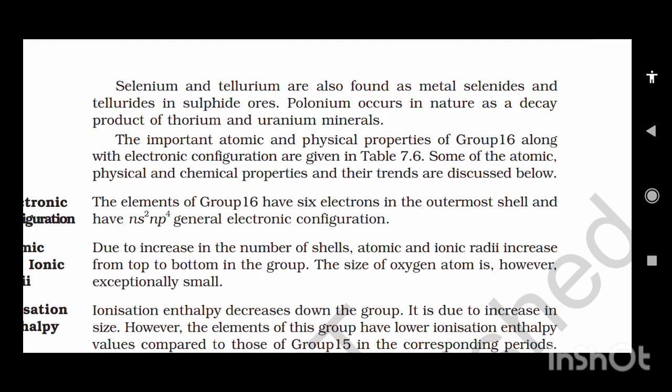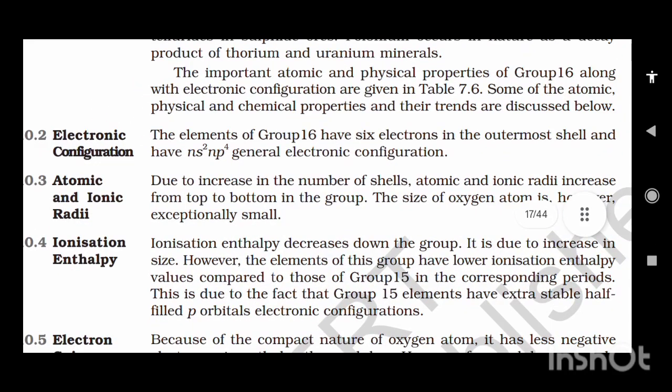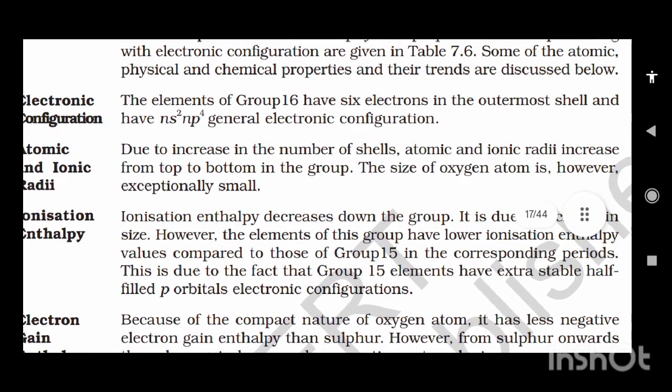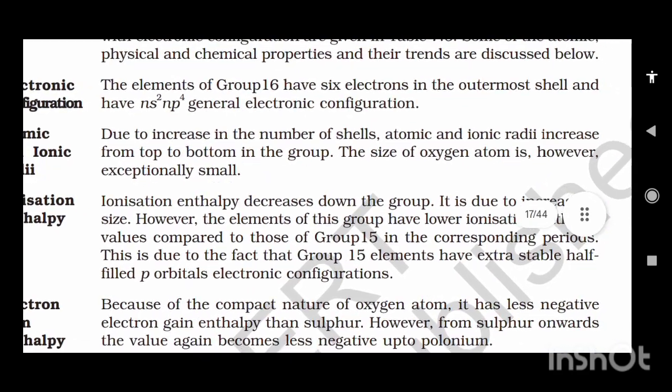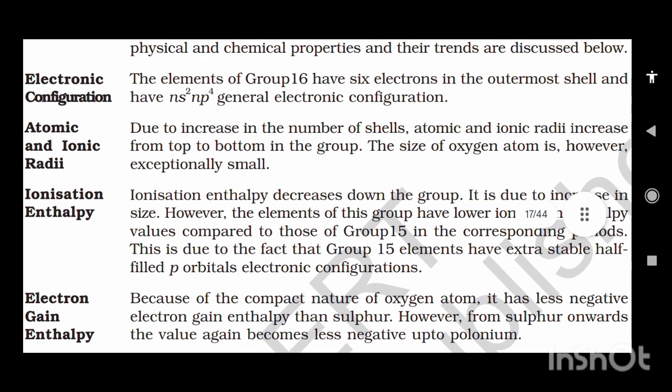Next, the atomic and physical properties of group 16. Some of the atomic, physical and chemical properties of these elements are discussed below. First is the electronic configuration. The elements of group 16 have 6 electrons in the outermost shell and have the general electronic configuration ns2 np4. Atomic and ionic radii.